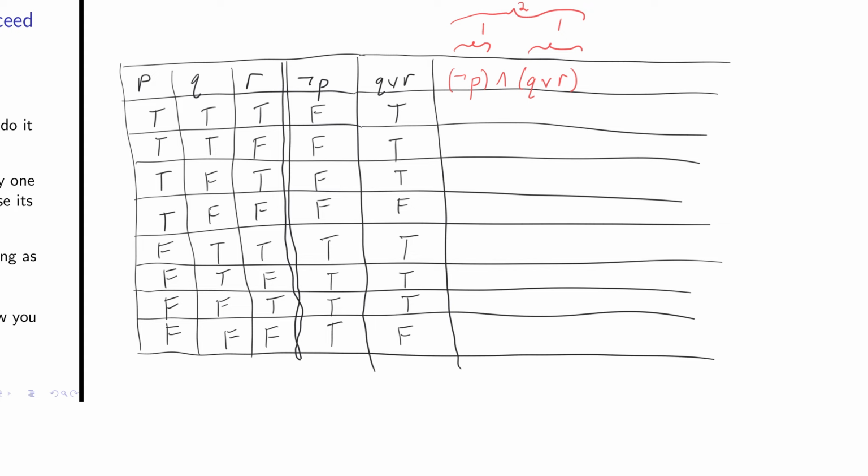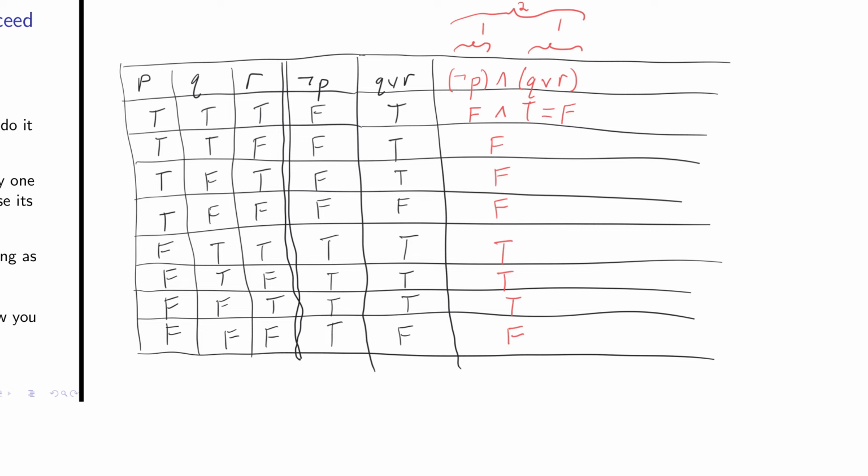Now to compute this, we have to look up the column used for negation P, and that was F. So we're computing F conjunction. Look up the value found in Q or R, that is T, so F and T is F. Throughout the rest of this calculation, I'm basically going to be using these two values. So I'm going to just compute the and between those two values, and they're going to come out false, false, false, true, true, true, and then false.